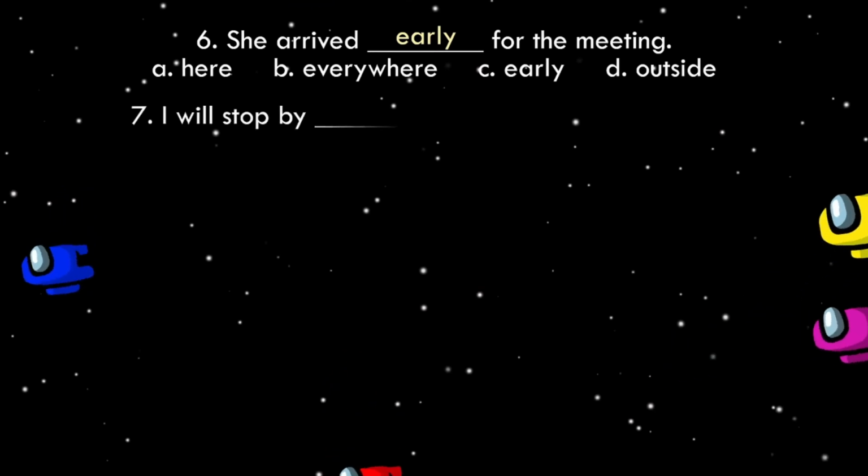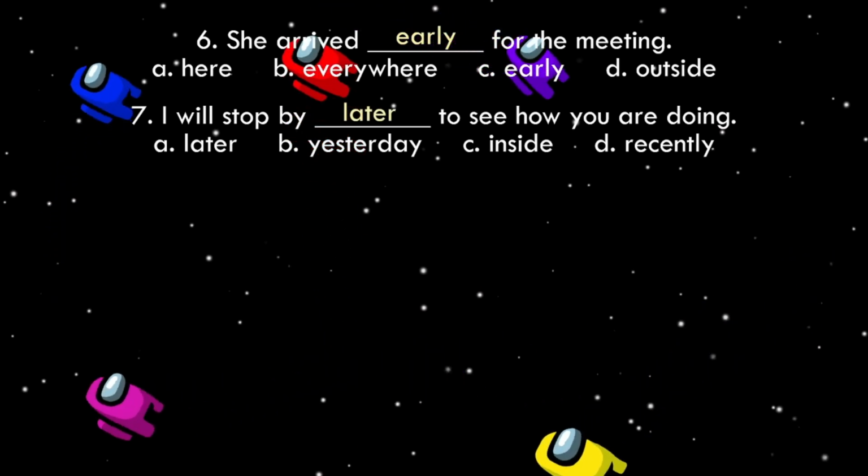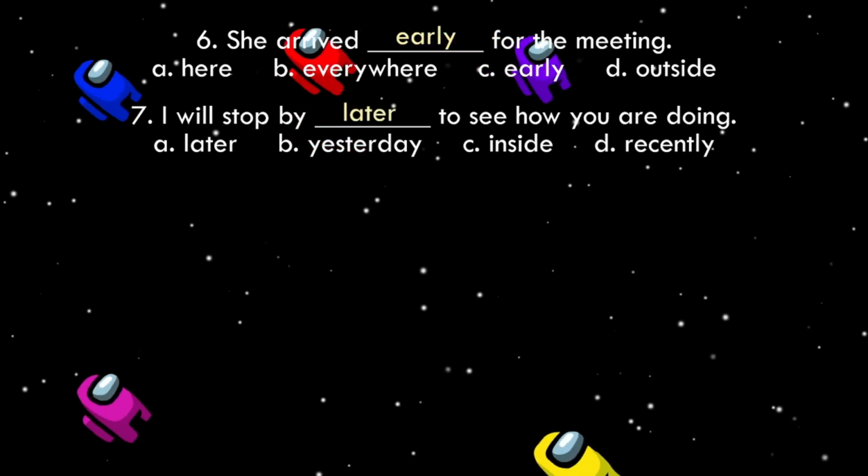Number 7. I will stop by blank to see how you are doing. A. Later, B. Yesterday, C. Inside, D. Recently. What do you think is the right letter? You're correct. It is A. Later. I will stop by later to see how you are doing.